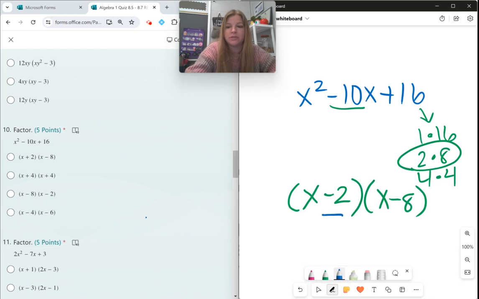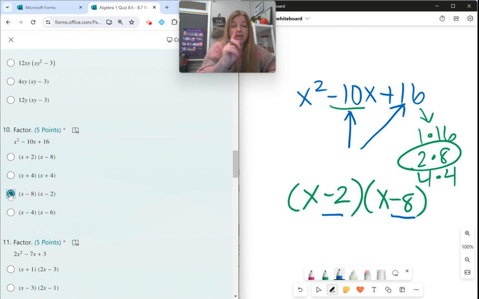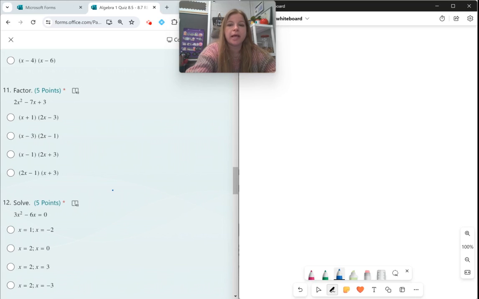And check it. Negative 2 and negative 8 add up to get negative 10. And when I multiply them, I get positive 16. Now, look, the answer choice was actually in the opposite order of what I had. Order doesn't matter.